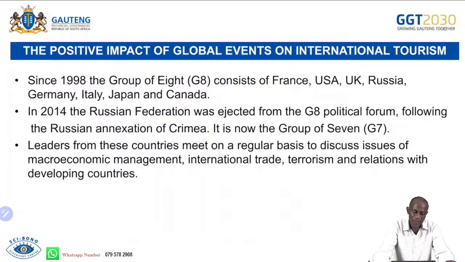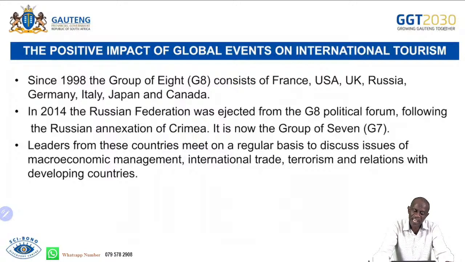And in 2014, as I've indicated, the Russian Federation ejected themselves from the G8 political forum following the Russian annexation of Crimea. They took total control of another country, which is not acceptable by countries of the world, especially by the United Nations Organization. It is now the group of 7.